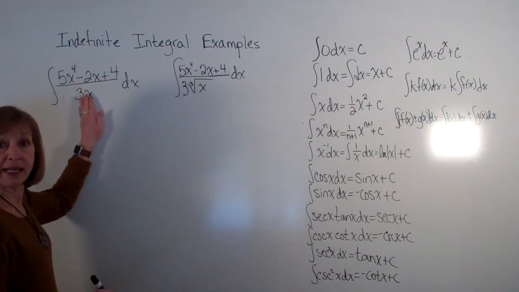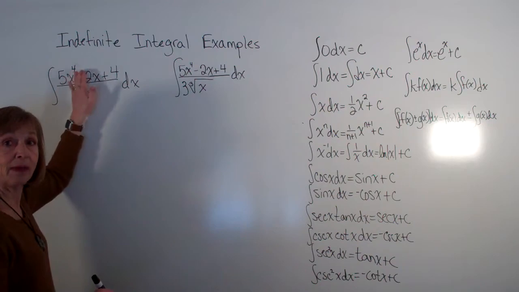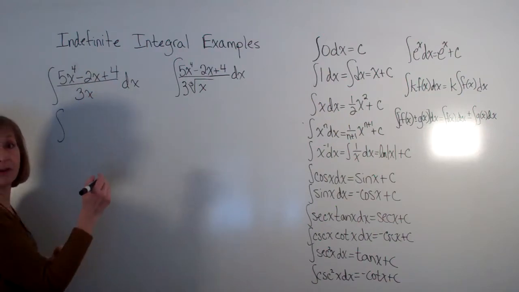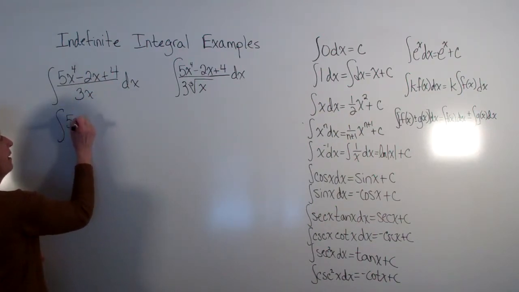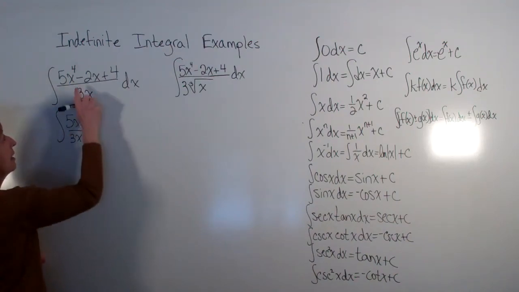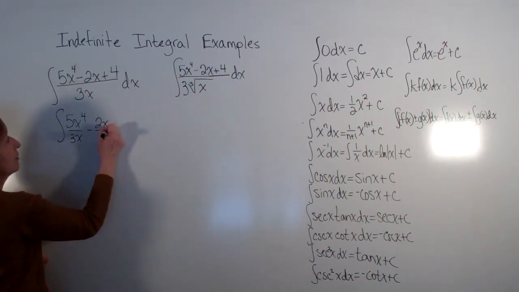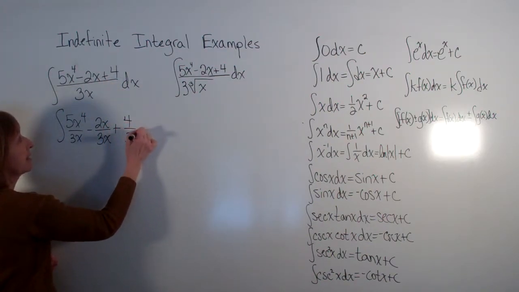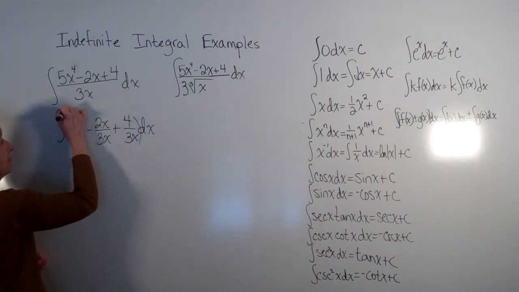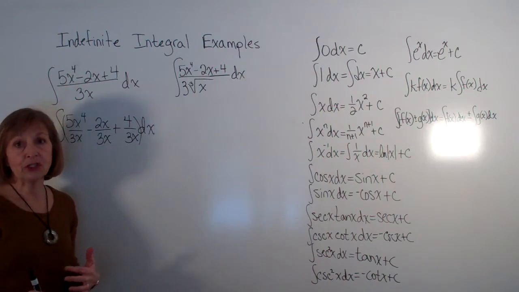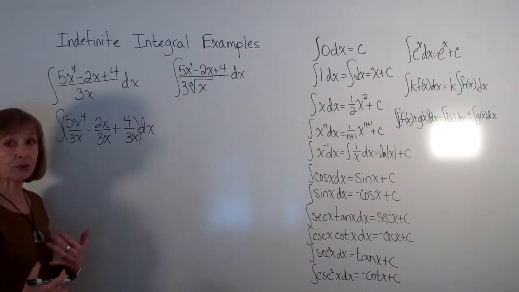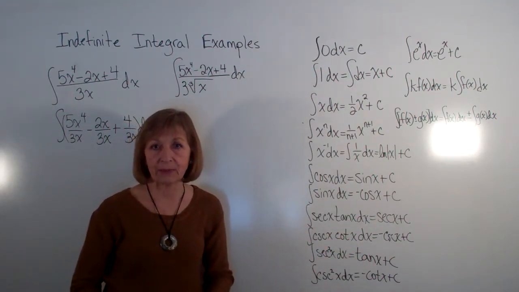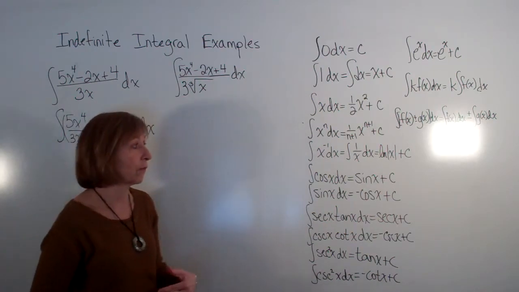So in this first one, because I have the monomial denominator and a polynomial numerator, we're going to rewrite the integral as each term over that common denominator. So 5x to the 4th over 3x, then minus 2x over 3x, then plus 4 over 3x, and then dx. Now we want to simplify each of those fractions individually and rewrite any that we need to, to make sure that it conforms into one of these forms that we have our indefinite integral rule for.